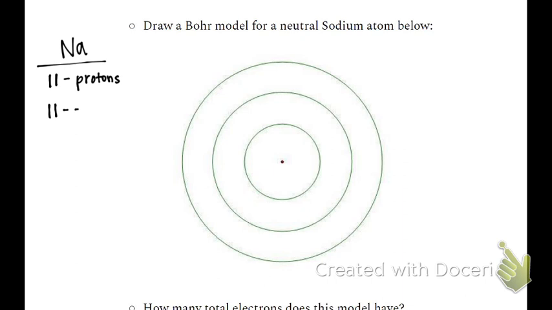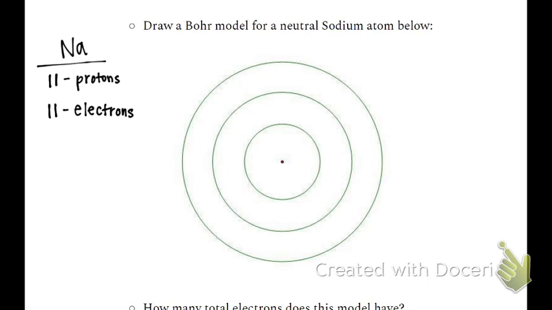isotope. But for this part, I need to draw the electron levels. And if it doesn't have a charge, then there has to be the same number of protons and electrons because they'll cancel each other out. How do you decide where these 11 electrons go?